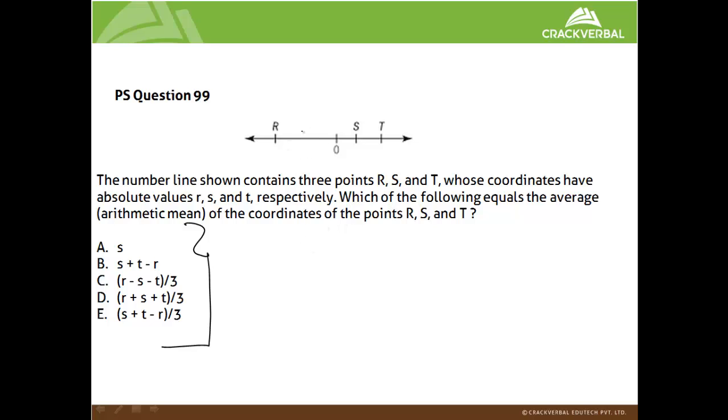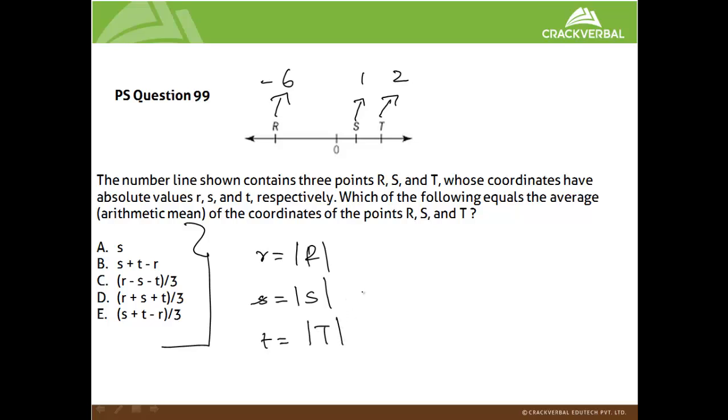We have three variables r, s and t. R is on the negative side of the number line, s and t are on the positive side. So let's give r some value a little far from 0. Let's give this as minus 6, and let's call s as 1 and t as 2. Now what I have told in the question is that R, capital S and capital T have coordinates with absolute values r, small s, small t. So r is equal to modulus of capital R, small s is equal to modulus of capital S, and small t is equal to modulus of capital T.